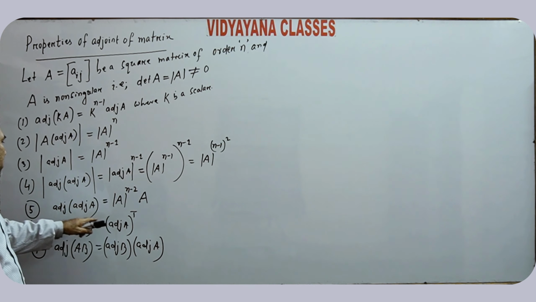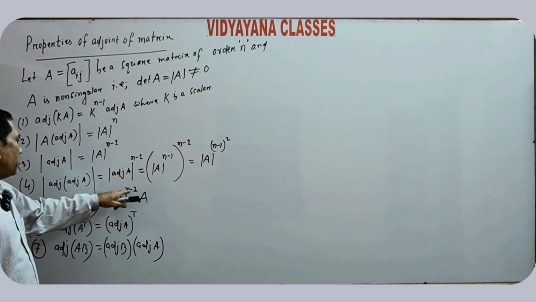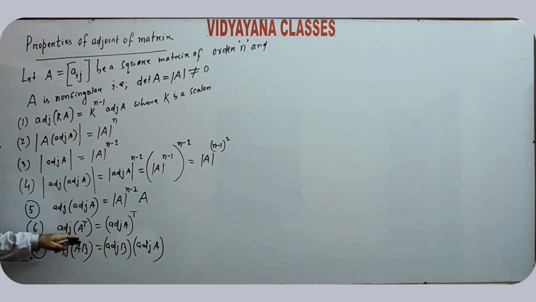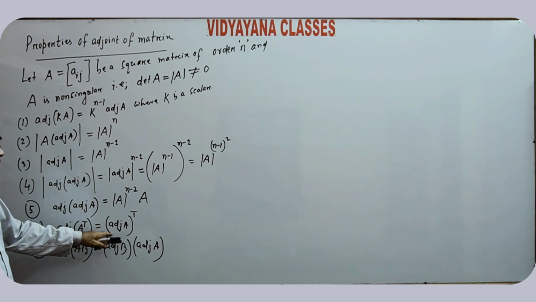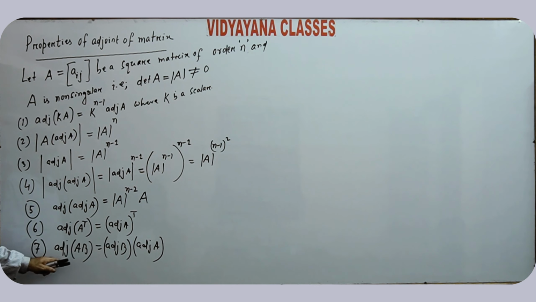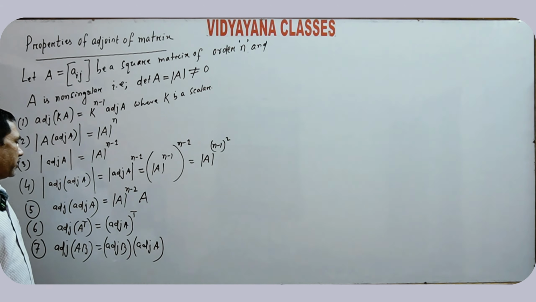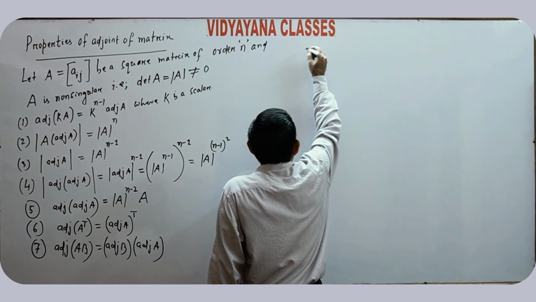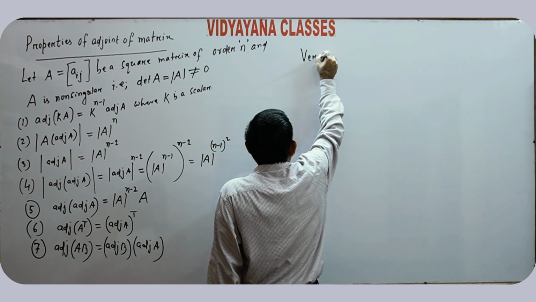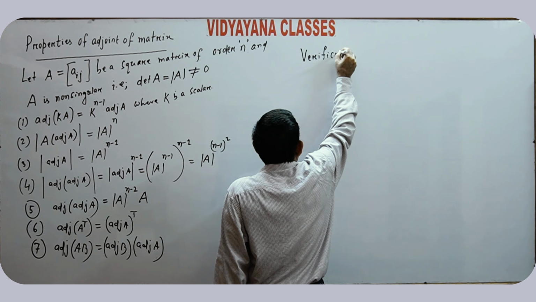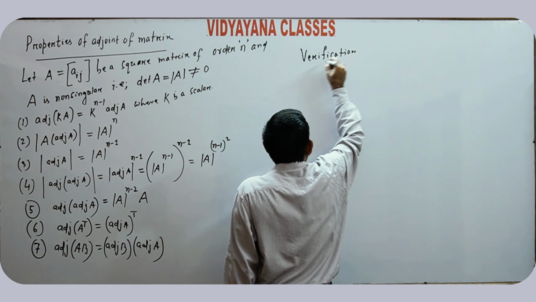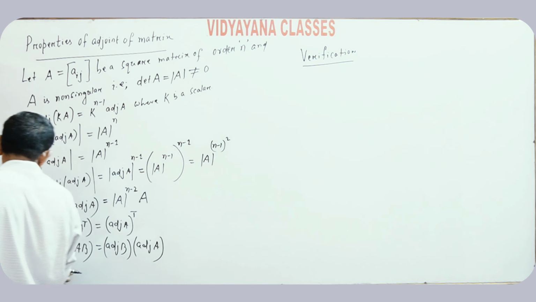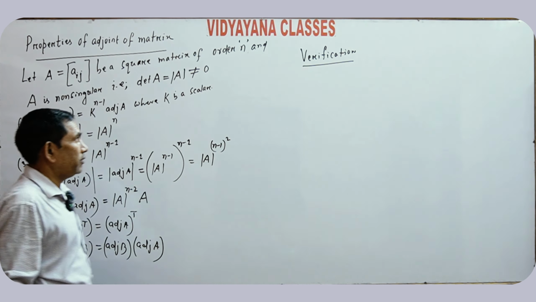Adjoint of adjoint A is equal to determinant of A to the power n minus 2 into A. Adjoint of A transpose is equal to transpose of adjoint A. Adjoint of AB is equal to adjoint of B into adjoint of A. Verification. Let us verify property 7.